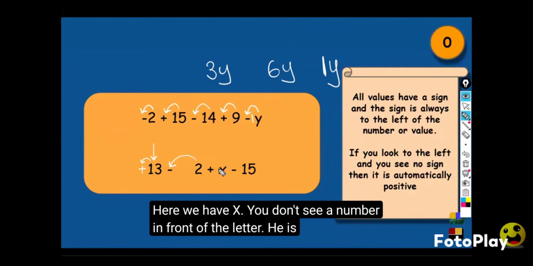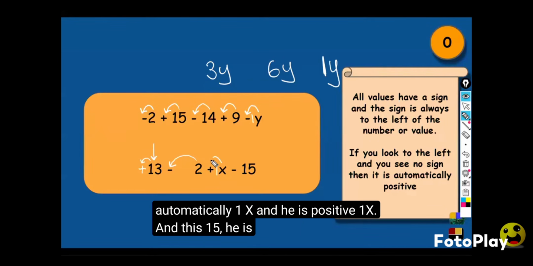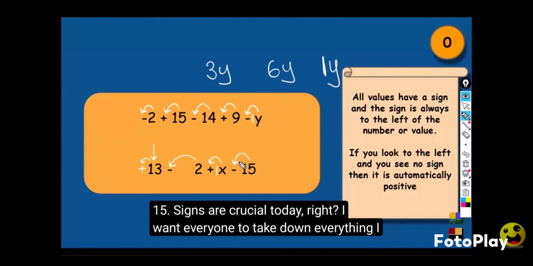Here we have x. You don't see a number in front of the letter. It is automatically 1x, and it is positive 1x. And this 15 is negative 15. Signs are crucial today, right?